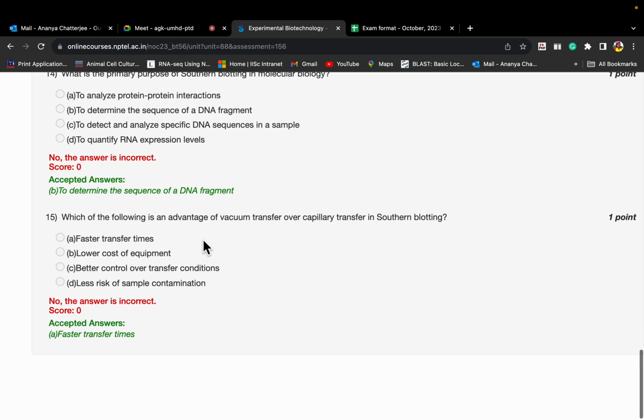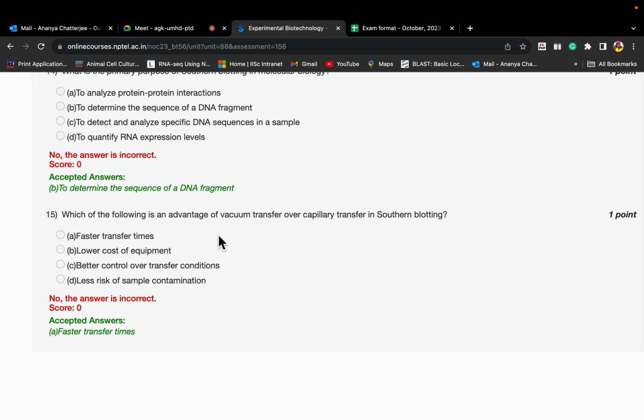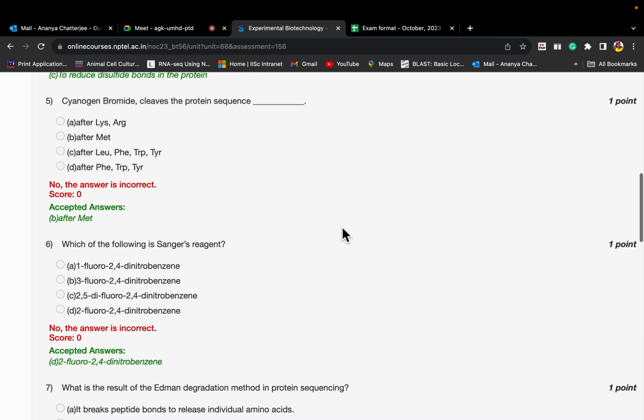Which of the following is an advantage of vacuum transfer over capillary transfer in southern blotting? Options: faster transfer times, obviously. Second, lower cost of equipment, no. Better control over transfer conditions, no. Less risk of sample contamination, no. So the main advantage is that it's very much faster than capillary transfer.